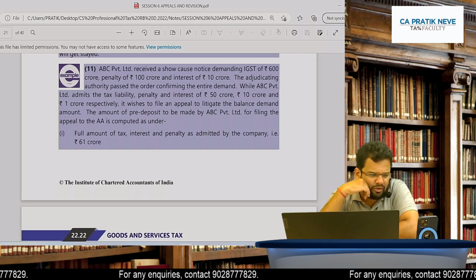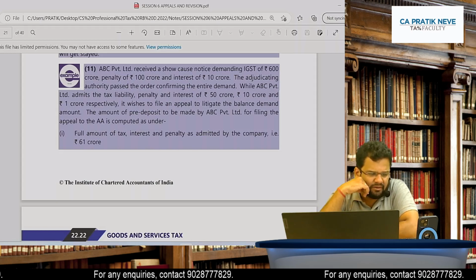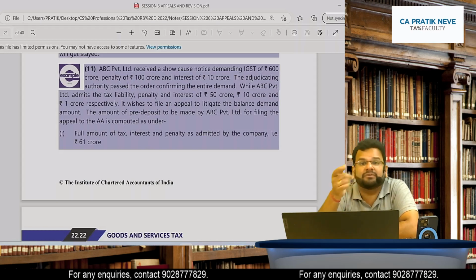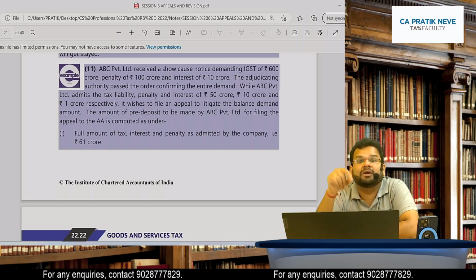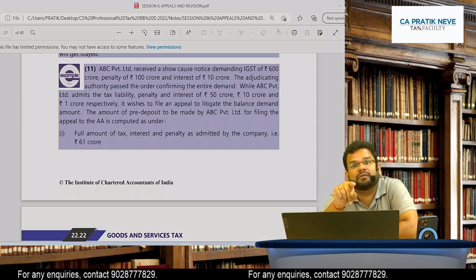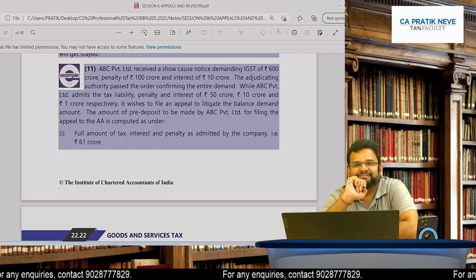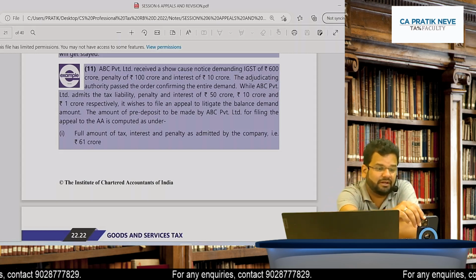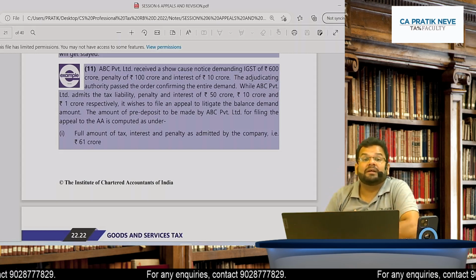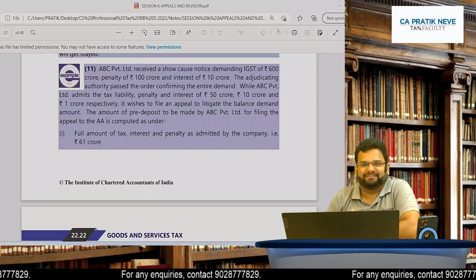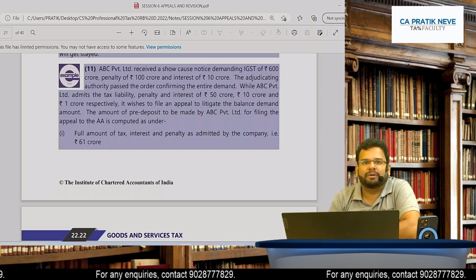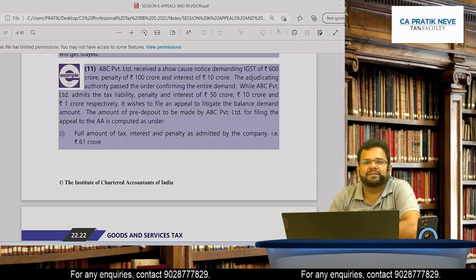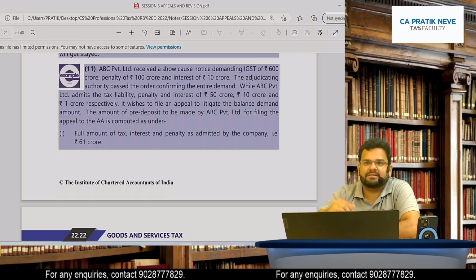Sir, will the amount of deposit which is paid to AA in case of appeal be refunded? Yes, Anisha, it will be refunded if the case goes in favor of the assessee. Not only that, interest also will become payable by government to you at 6% per annum.